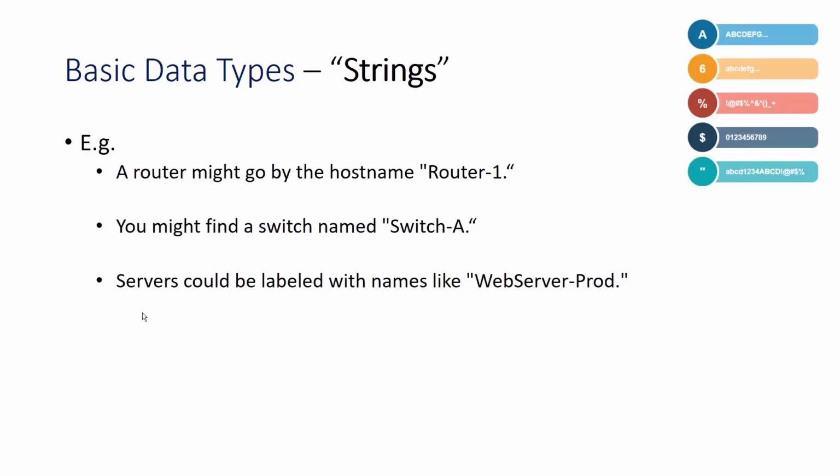Strings. In the world of networking, device host names are usually expressed as strings. These strings serve as a unique label for devices on a network. For example, a router might go by the host name router1, or you might find a switch named switchA, or even a server could be labeled with names like web-server-prod. These string-based host names are crucial for IT professionals to efficiently manage and set up devices. They simplify the process of recognizing and addressing specific network equipment within a broader network framework.